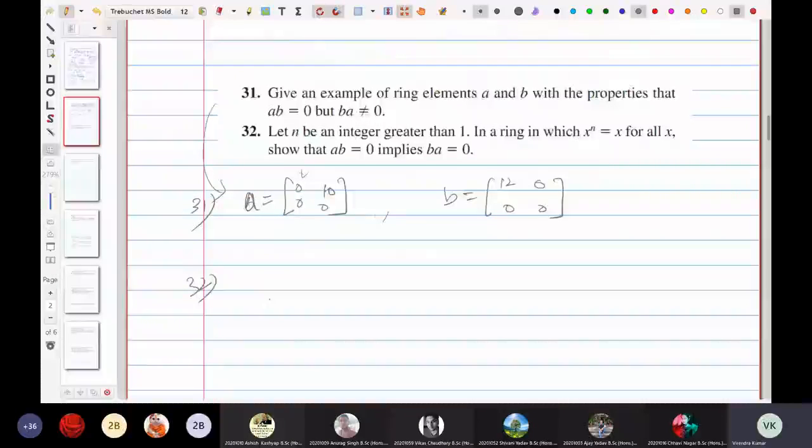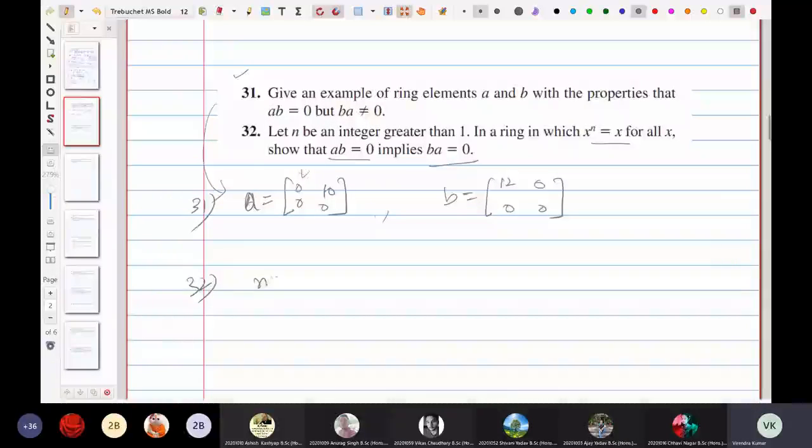Question 32: let n be an integer greater than 1 in a ring in which x to the power n equals x for all x. Then show that AB equals 0 implies BA equals 0. In general, in the previous example, if AB is 0, it is not necessary that BA is 0. But in question 32, they are telling under what condition AB equals 0 implies BA equals 0. For that, this should hold. This is a sufficient condition.